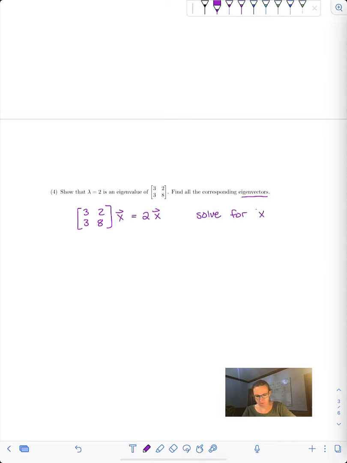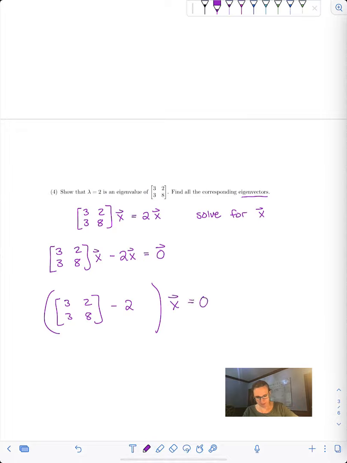But right now that's a little tricky. We've got x showing up twice. So we might want to start by just subtracting the x on the right-hand side so that we have all of our x values on the same side. But the only issue here is that we want to be able to factor out that x, but we have a matrix and a number, right? So we can't just factor out. It doesn't make sense to write 3, 2, 3, 8 minus 2 times x. That doesn't make any sense. That's bizarre, right? We need a 2 by 2 matrix here.